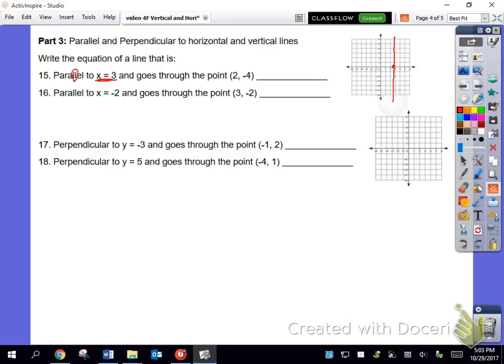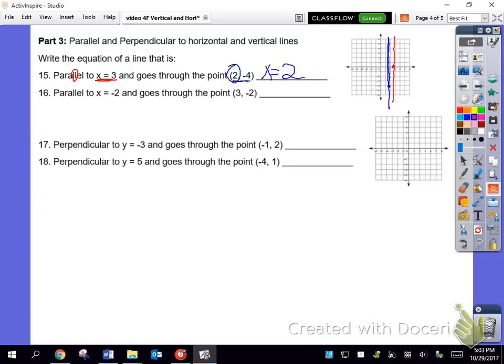There's my line. Now I want it parallel to the red line, and I want it to go through this point, 2, -4. So 2 and then -4, 1, 2, 3, 4. So there's 2, -4, and I want it to be parallel. So if it's parallel, it should be right beside it without touching it. So that means it's going to also be x equals, and my x value is 2, so it's going to be x equals 2.